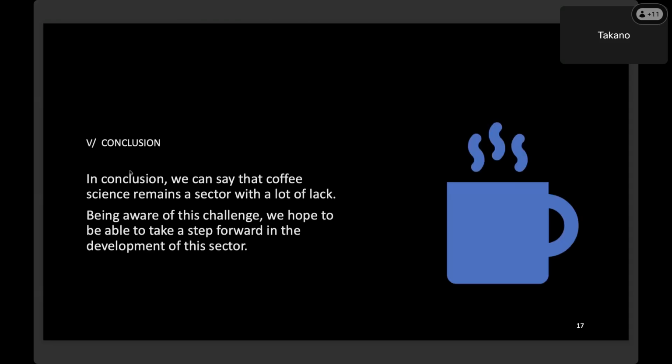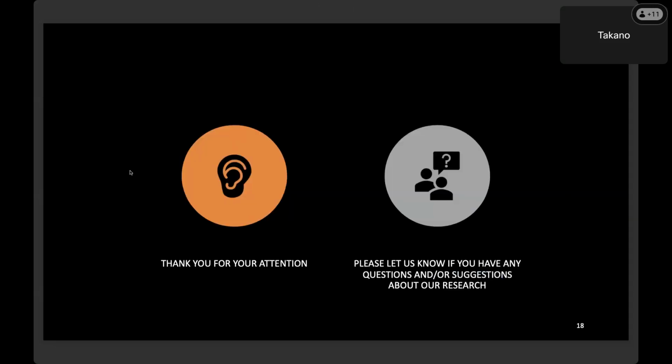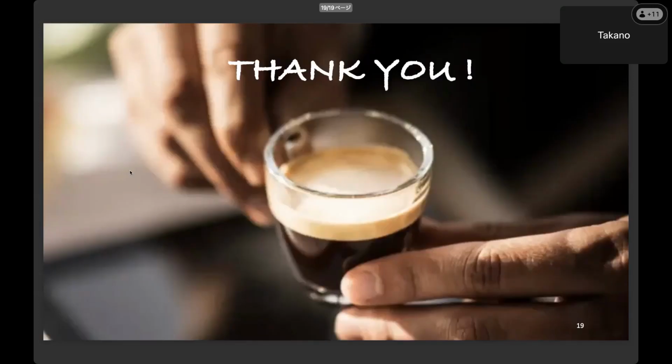In conclusion, we can say that coffee science remains a sector with a lot of gaps. So we hope that we will be able to make one more step in the development of this sector. Thank you for your attention. Please let us know if you have any questions or recommendations about our research. Thank you.